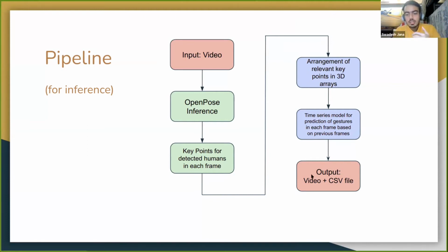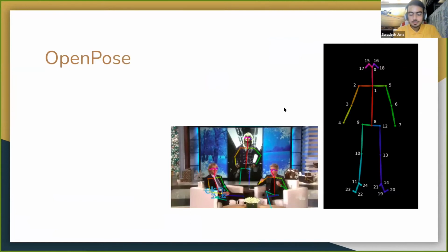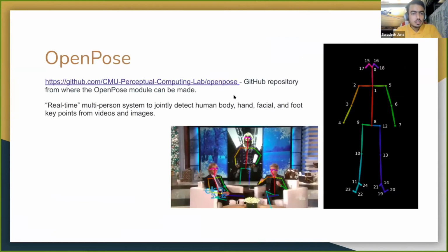And the output will be a video marked with gestures and also a CSV file. So OpenPose, you can go to this link and find out the code, and you can also make a module for yourself. So what does OpenPose do? As you can see here, I have given the image for 25 key points that it identifies, but there are many ways you can use it. If you want to detect the fingers, you can also do that, but I didn't require that.